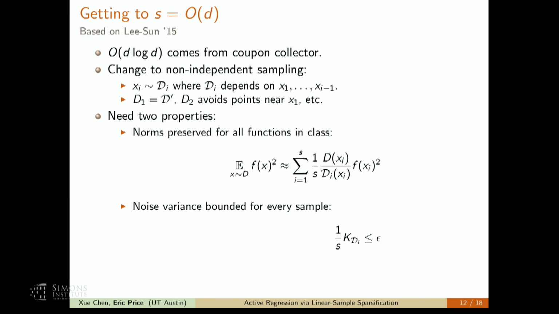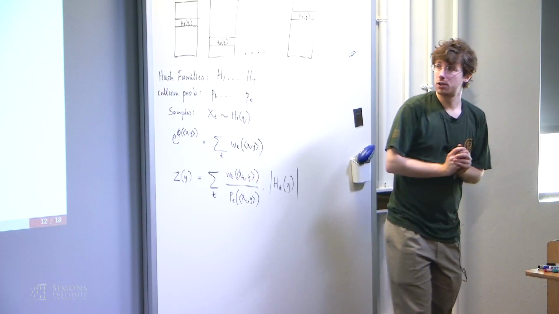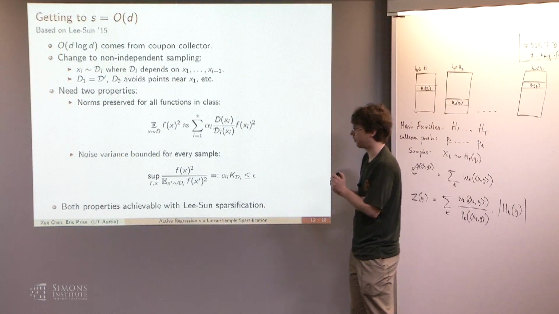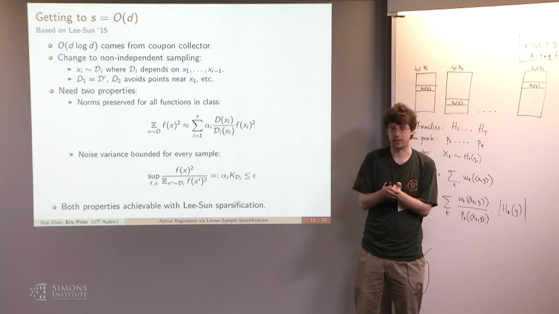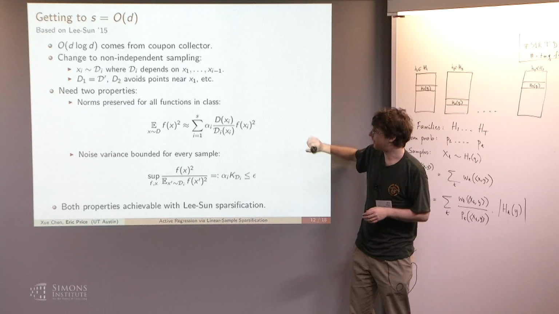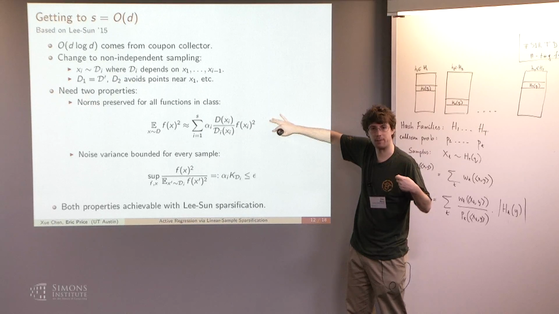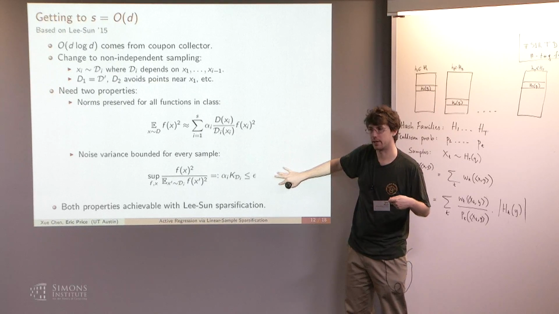Now this we don't actually know how to prove. You can only prove it where you replace the 1 over s by some alpha i that depend on the distributions. But you can do that. It's a little bit nasty. Anyway, you can do this with leverage score sparsification if you look carefully at how they do this. They were focused on the norm preservation, but you can show that the distributions that they pick also give you the noise variance bound that you need.